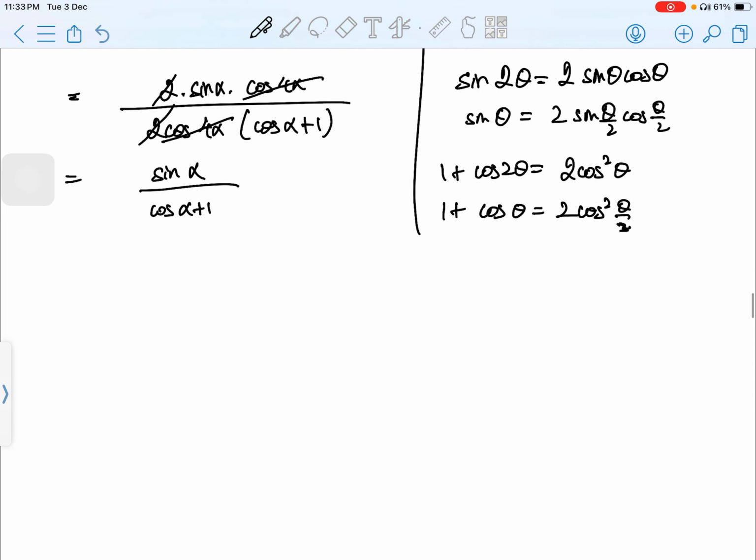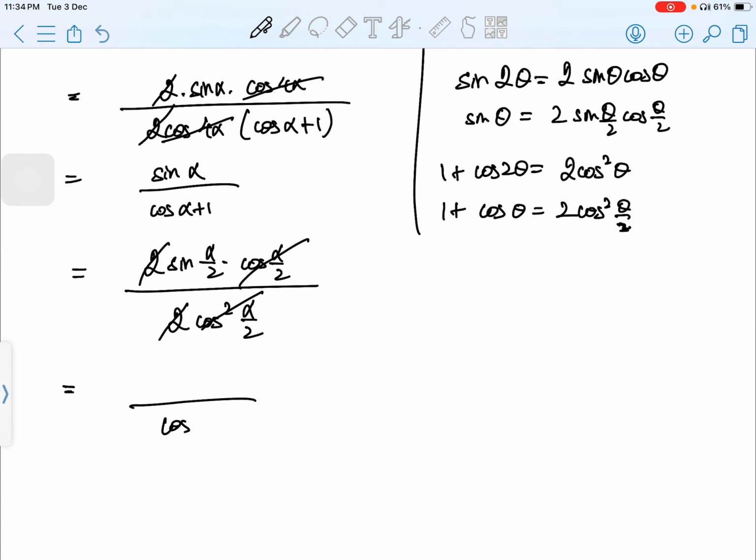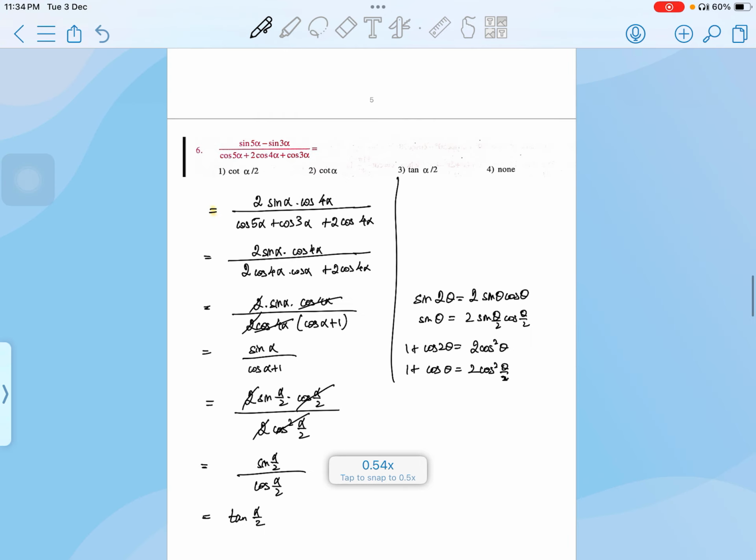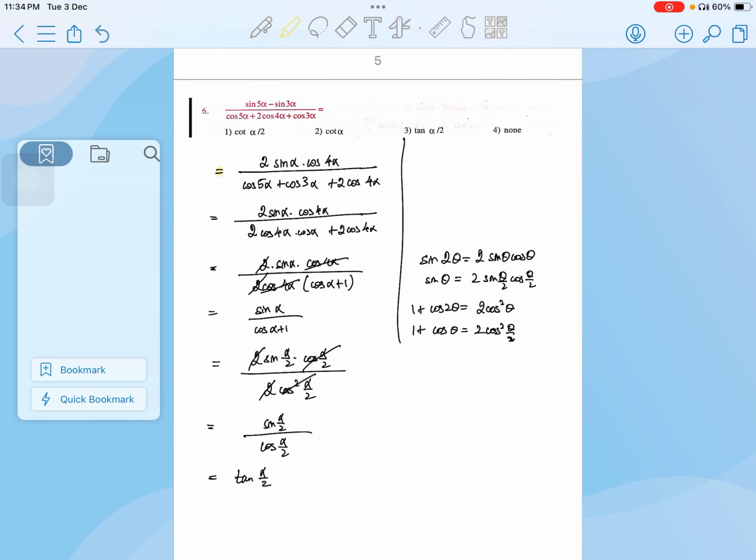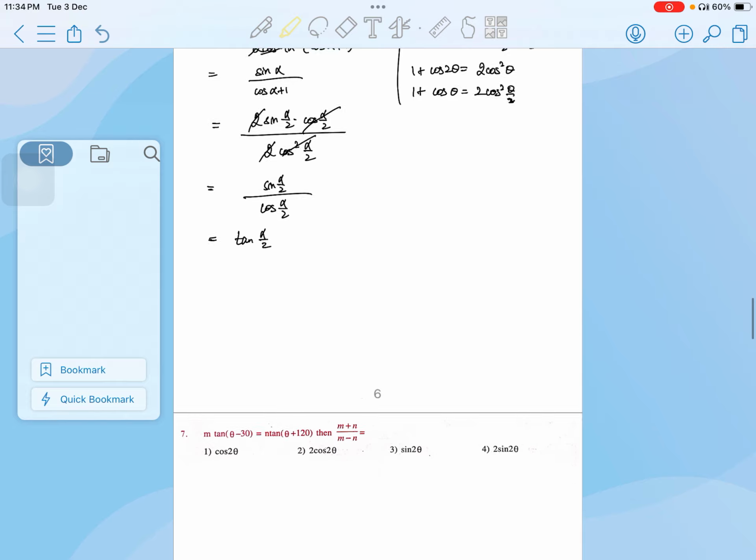Now, when you apply this here, 2 sine alpha by 2 into cos alpha by 2 divided by 2 times cos square alpha by 2. 2 and 2 cancel, cos square and cos cancel, cos is there, cos square in the denominator, you have cos alpha by 2, numerator sin alpha by 2, overall answer tan alpha by 2.